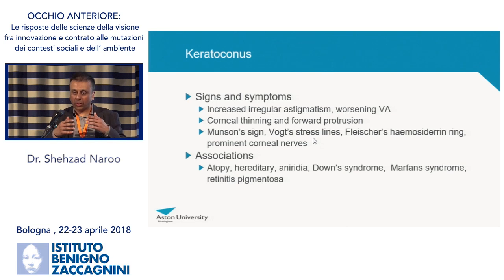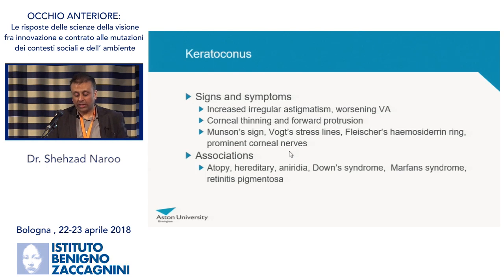So remember that the cornea is bulging forward, it's pushing forward. So Vogt's stress lines are these vertical lines in the cornea caused by that pushing forward. So it's like a stress mark. You can see what we call Fleischer's hemosiderin ring, which is a brown pigmentation in the cornea, in a line usually, but in keratoconus it becomes circular, so it turns upwards.